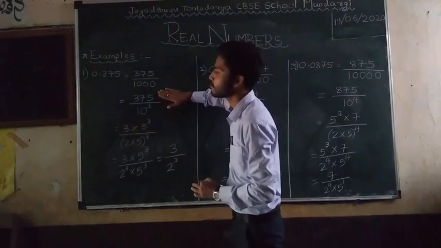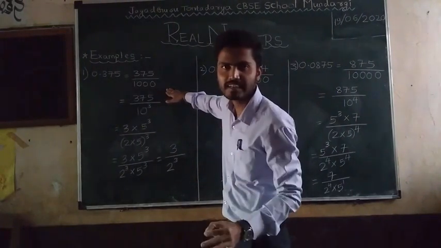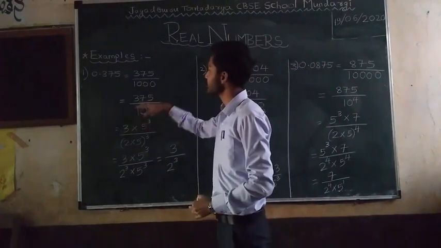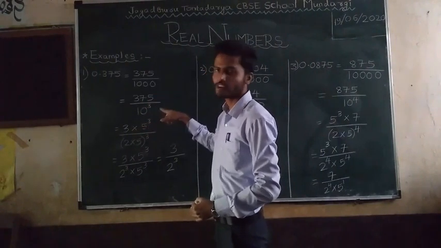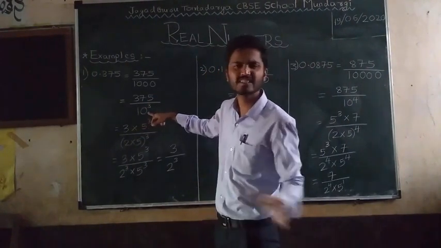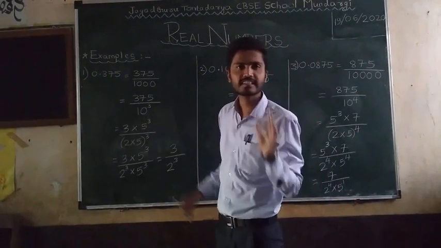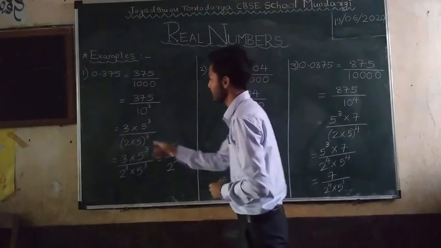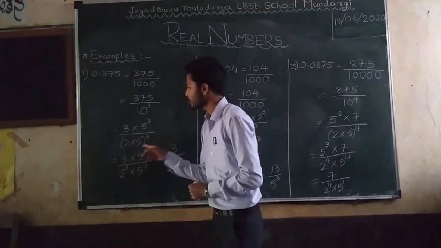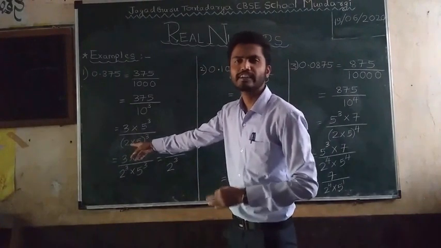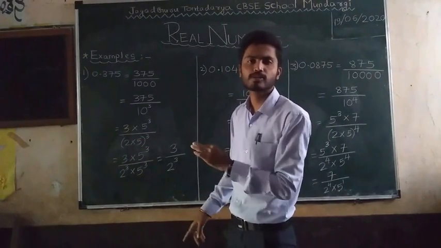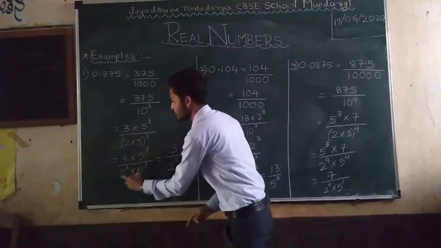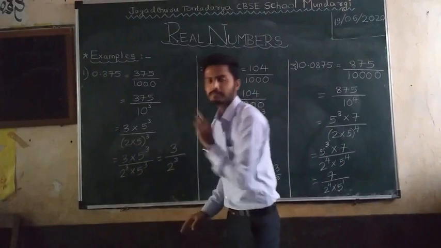Since we have prime factorized the numerator, we should compulsorily prime factorize the denominator as well. The prime factorization of 375 is 3 into 5 cube, and the prime factorization of 10 cube is 2 into 5 whole cubed. According to the law of indices, a into b whole raised to m is equal to a raised to m into b raised to m.